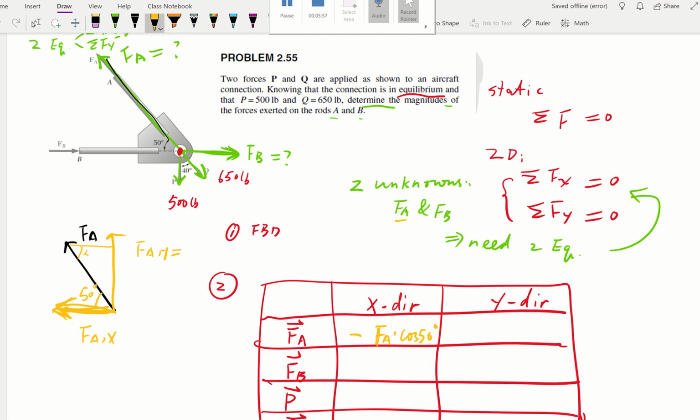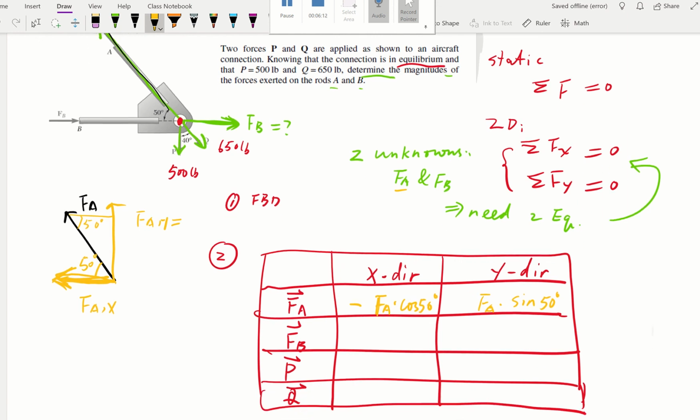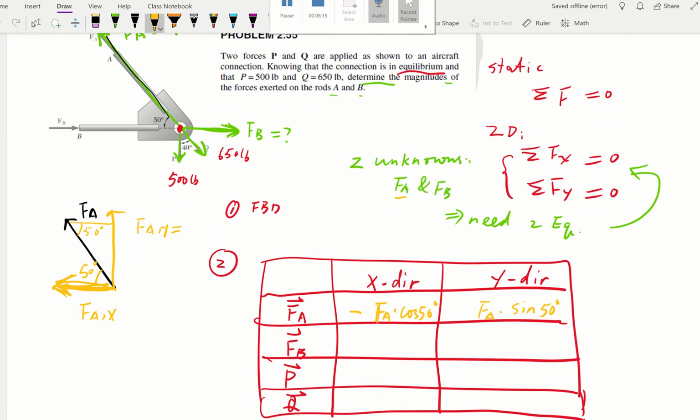Okay. So I hope you have FA times sine 50, because it's opposite to the angle, so it's sine, and it's upward, so it's positive. It's FA times sine 50. Now, do the same thing for FB.